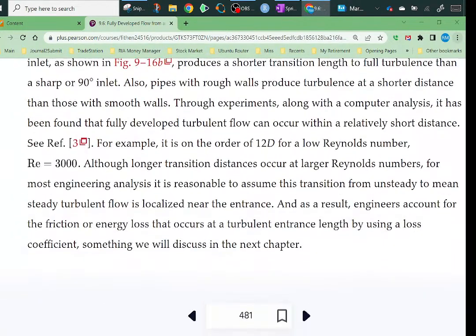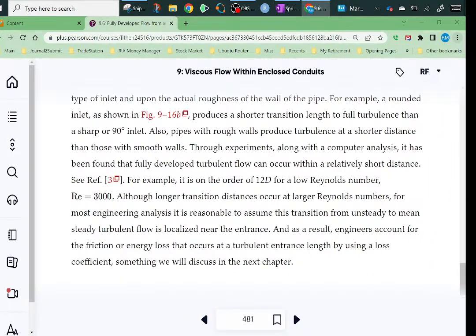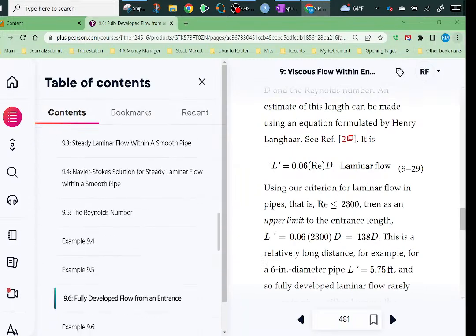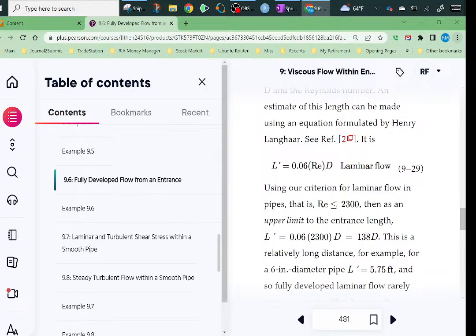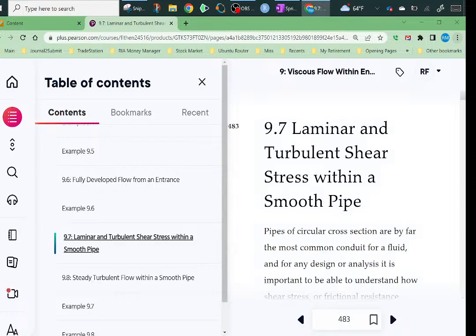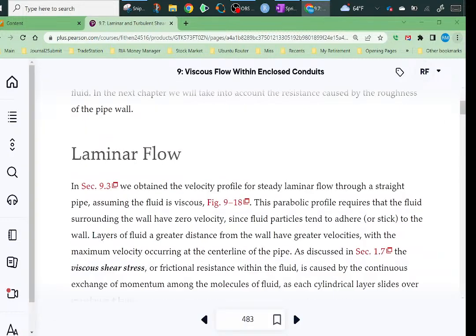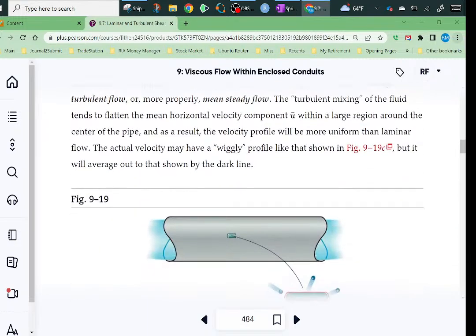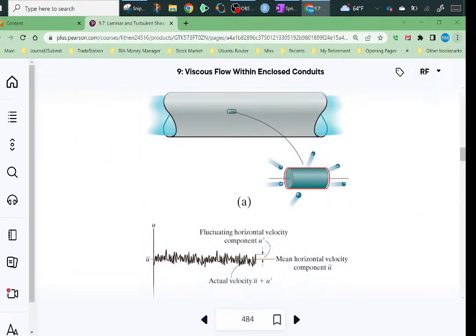Okay, so you go down, let's see. I'm trying to get my way through 9 because 10 is where it mostly happened. Okay, so here he's talking about within a smooth pipe. Really, here's what he's talking about.